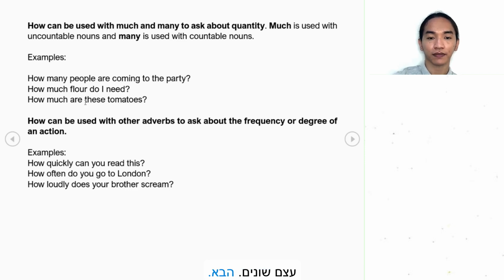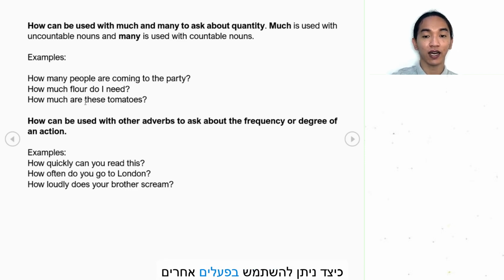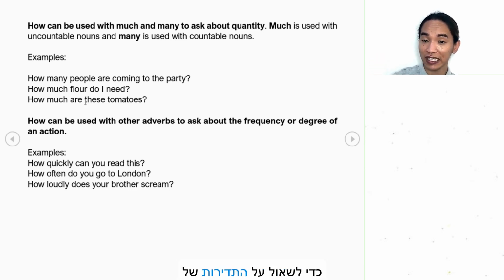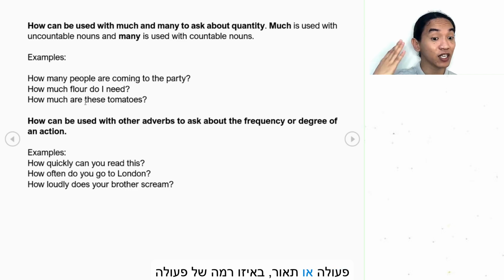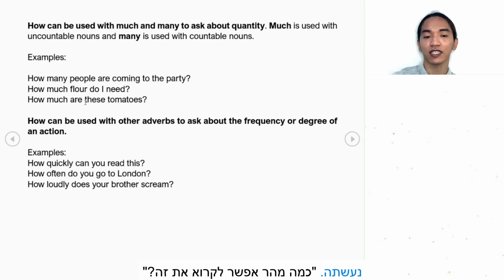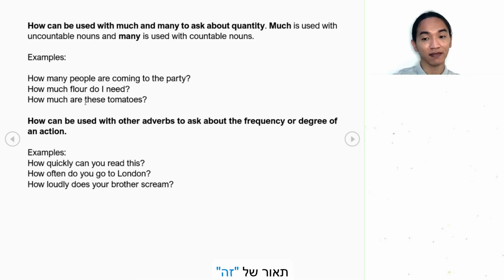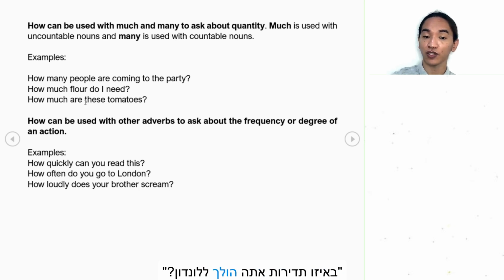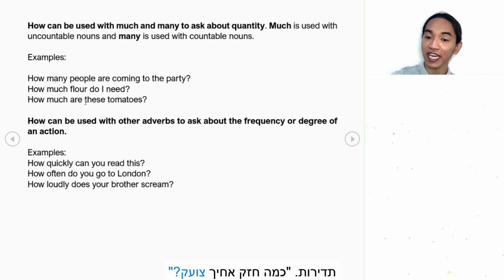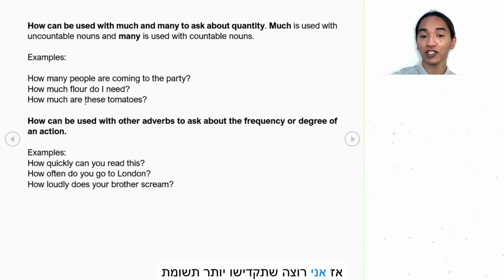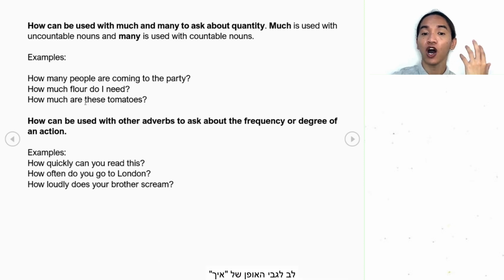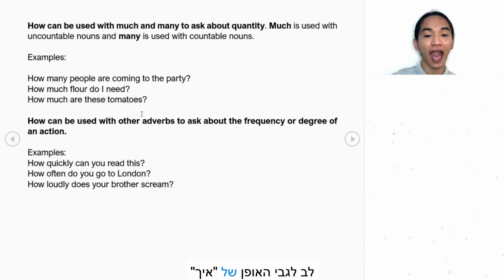Next one. How can be used with other adverbs to ask about the frequency of the action or the degree, to what level the action is done. So how quickly can you read this, the degree of this? How often do you go to London? Frequency. How loudly does your brother scream? So we're talking about the degree here. So I want you to please pay more attention on how plus your adverb.